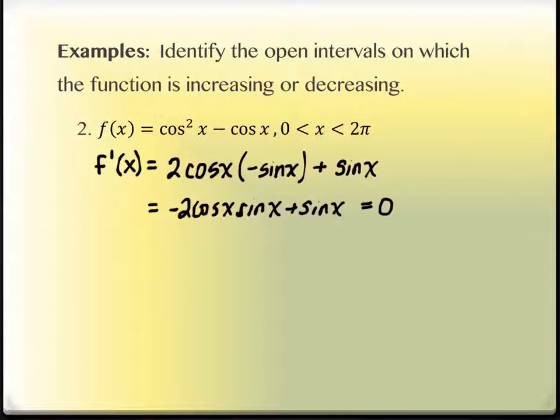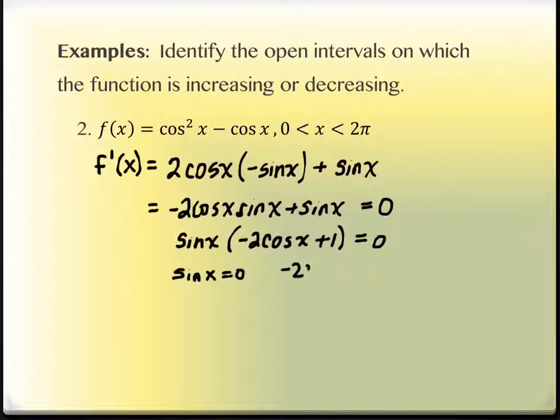This is kind of like when you get a quadratic equation. You have to factor. So what do they have in common? Sine of x. So we'll pull out the sine of x. That leaves me with -2 cosine of x plus 1. Now what? Yeah, good. You're going to set each part equal to 0, so sine of x is equal to 0, and -2 cosine of x plus 1 is equal to 0.